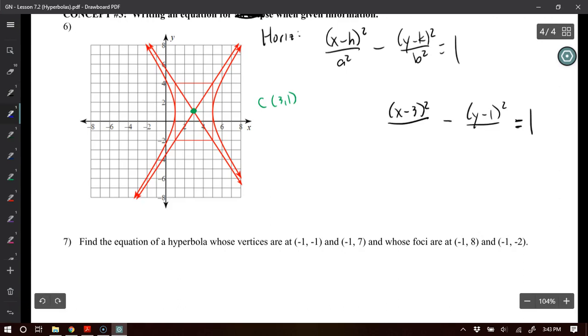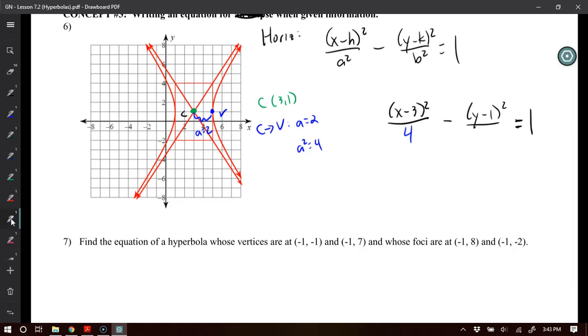Now, how do I know the rest? Well, this is your vertex right here. And this was your center right here. The distance from your center to your vertex is a unit. So in this case, a is 2 for it. So I have from the center to the vertex is a. That's the definition. So a is 2, so a squared is 4. So a 4 goes here. The question is, how do I find the b value?